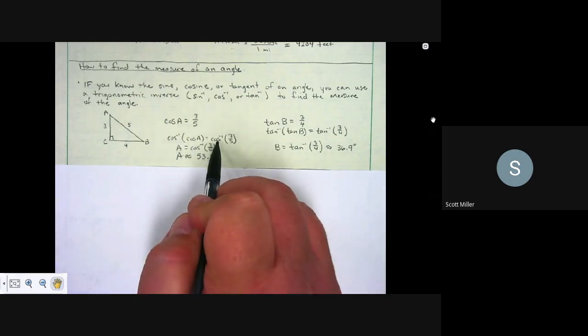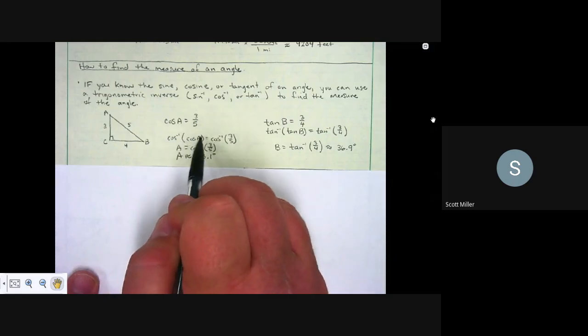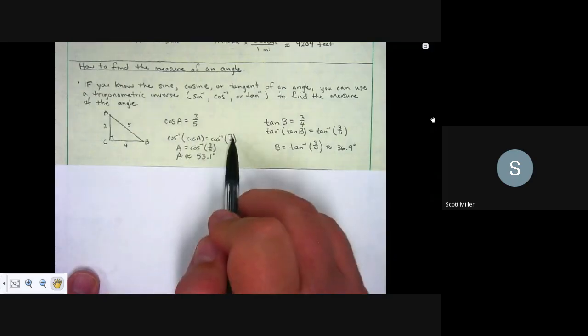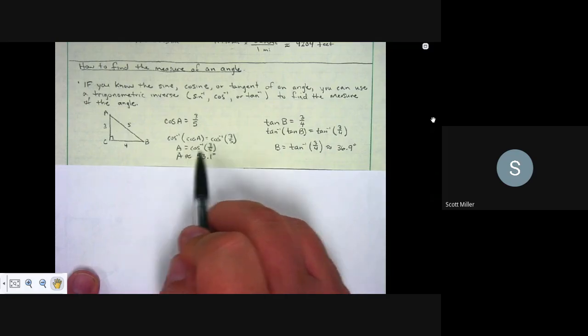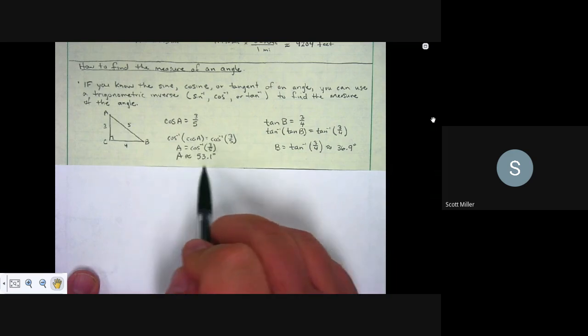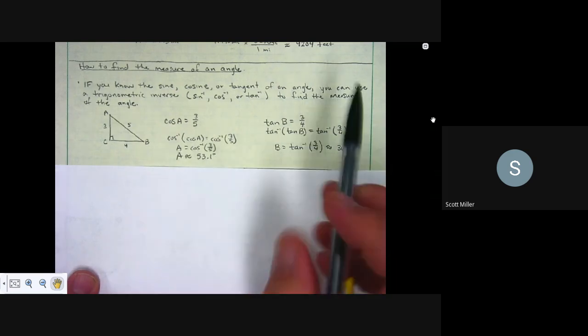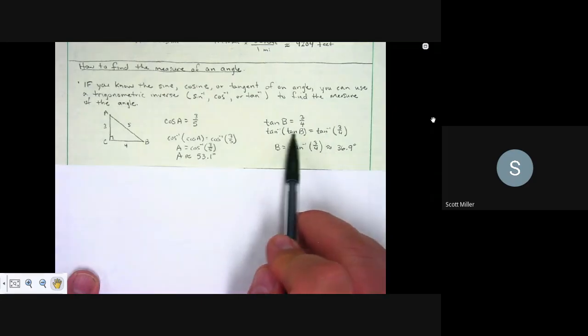But whatever I do to one side, I must do to the other side. So the cosine inverse of the cosine of A is A, and the cosine inverse of 3/5 is the cosine inverse of 3/5. This is the exact answer. Use your calculator, and you can type this in, and you'll get your approximate answer. Works for all the functions that you have the inverse for. This is how you display it. This is how you work it out.